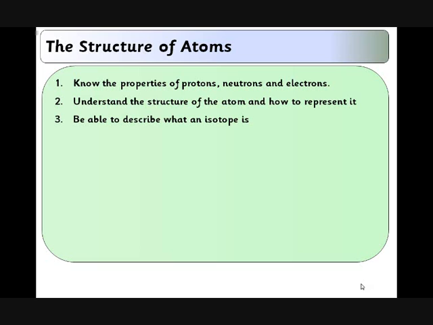Three quick things to do. We're going to know the properties of protons, neutrons and electrons. We've got to understand the structure of the atom and how we represent it in terms of its atomic representation to make life a bit easier when we write them down. And also we've got to know what this word isotope means.